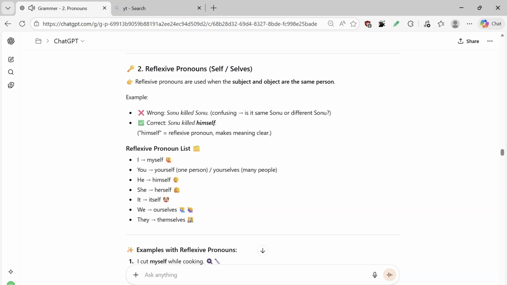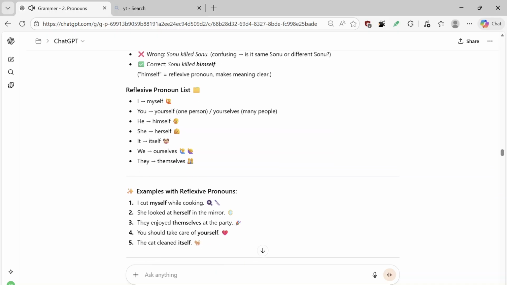Reflexive pronoun list. I, myself. You, yourself for one person, yourselves for many people. He, himself. She, herself. It, itself. We, ourselves. They, themselves. Examples with reflexive pronouns.